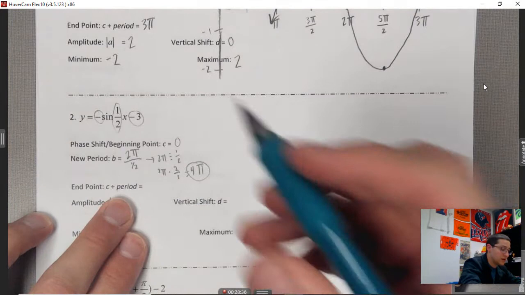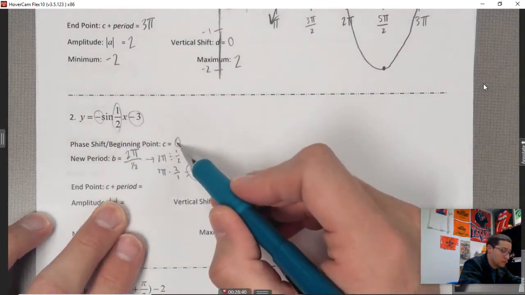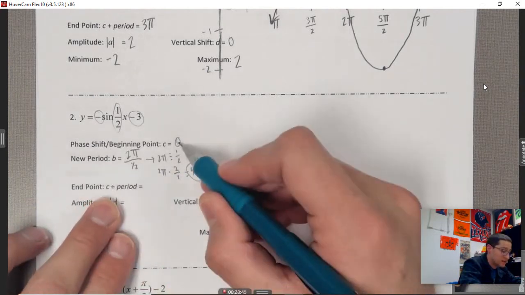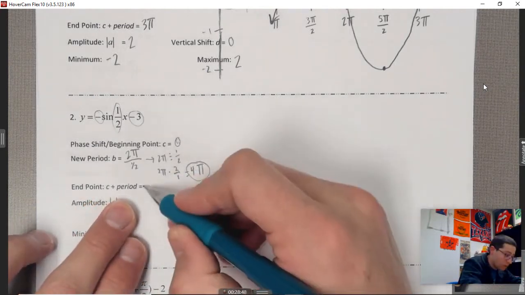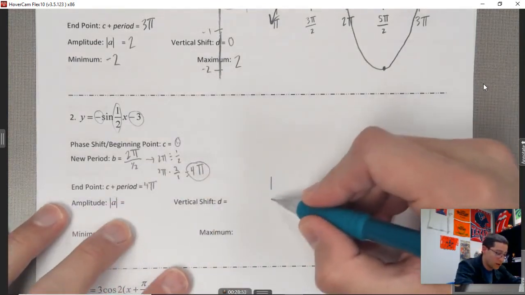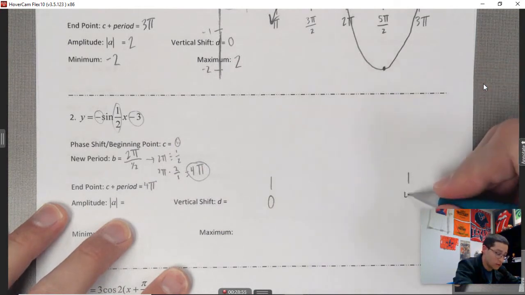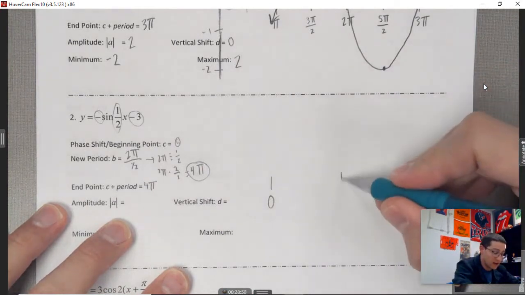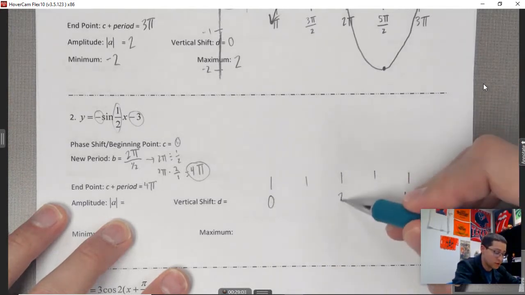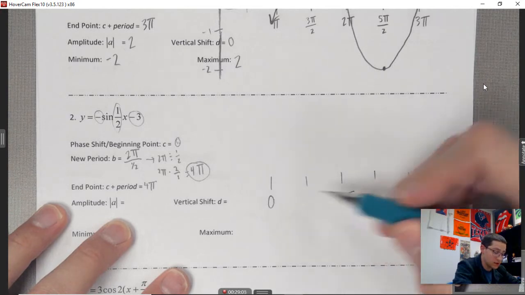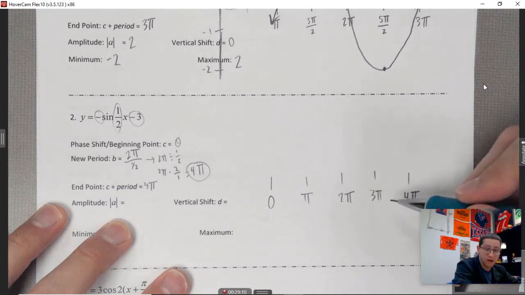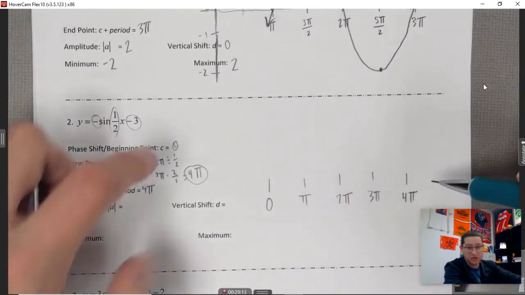So it's C plus the period. My C value is 0, so the endpoint is 0 plus the period, which is 4 pi, so it ends up just being 4 pi. Let's start right there. That means I've got 0 to 4 pi, and I've got the middle, and then the middles of the middle. So 0 to 4 pi, halfway is 2 pi. 0 to 2 pi, halfway is pi. 2 pi to 4 pi, halfway is 3 pi. That's what we just determined.